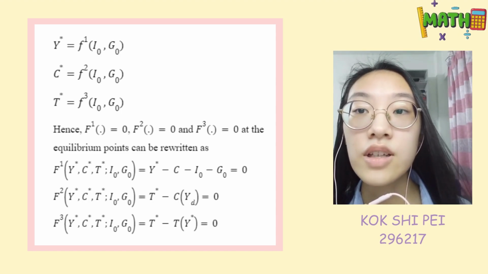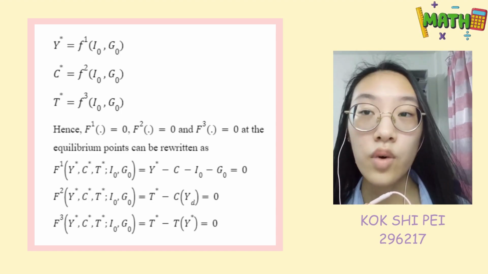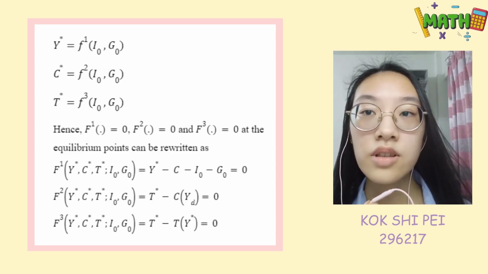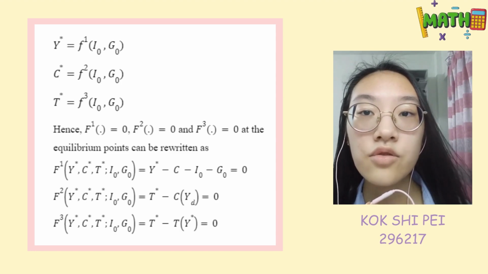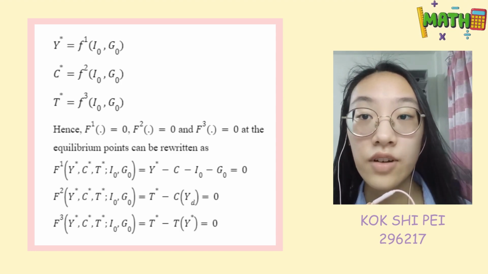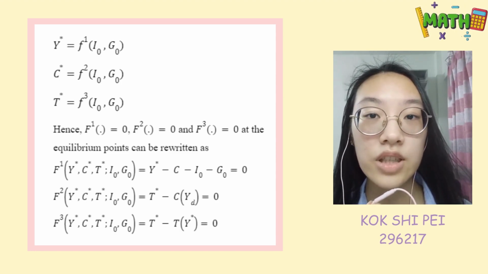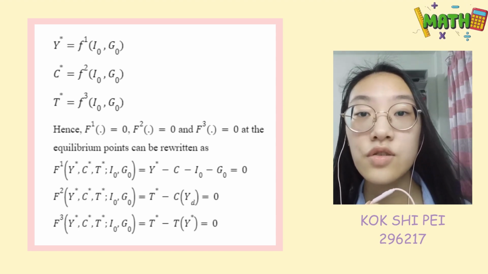For question number B, there is an implicit function that is written as Y*, C*, and T*. To derive the expressions for ∂Y*/∂G0, ∂C*/∂G0, ∂T*/∂G0, using the implicit function rule, we need to differentiate the equations with respect to G0.